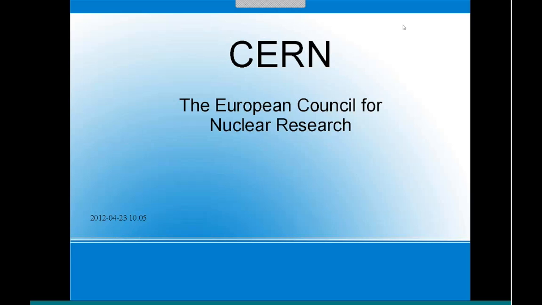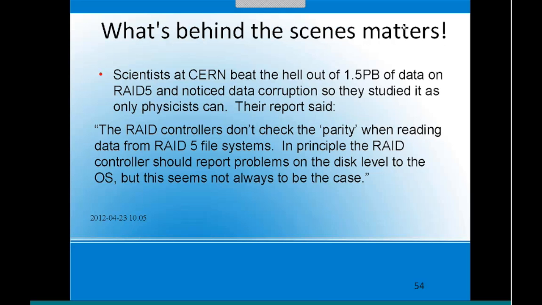So I mentioned CERN. CERN is the European Council for Nuclear Research. The initials are in French, so they'll look backwards. Scientists at CERN were beating the hell out of 1.5 petabytes of data to do research, and they were all stored on RAID 5. And they noticed they were getting back garbage every once in a while. So they started to figure out what was going on and why their data was getting corrupted. And this is what the report said.